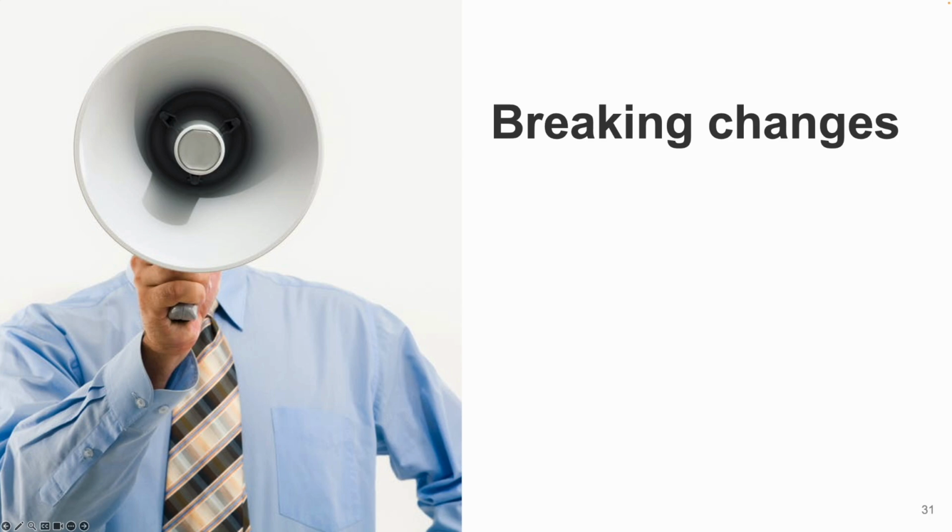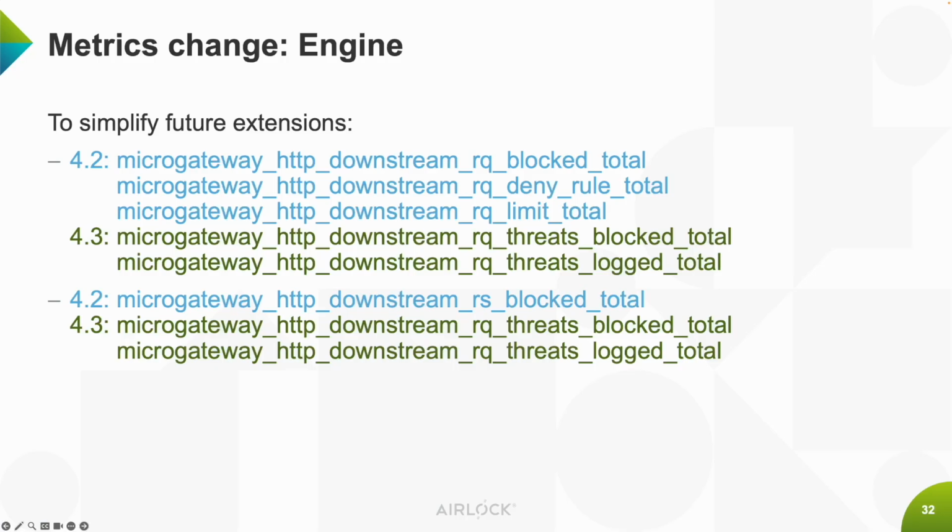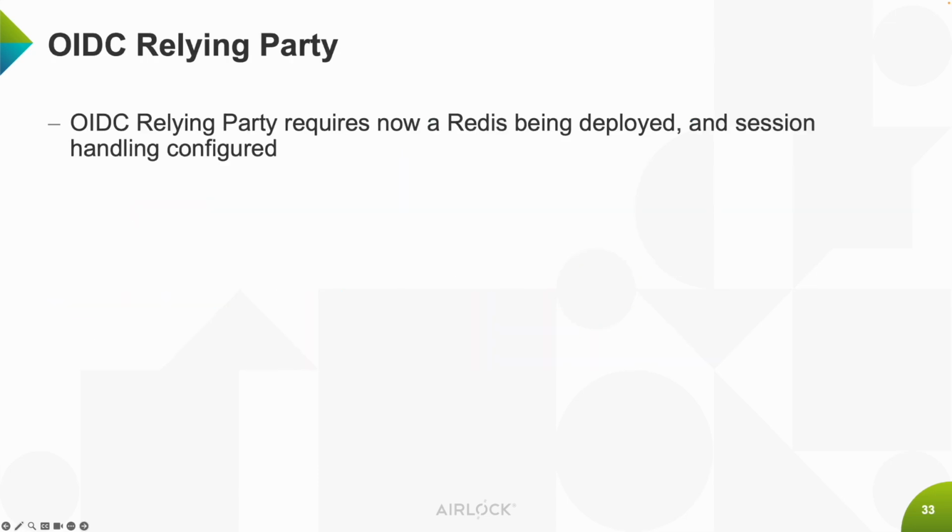There are some breaking changes in the release I would like to mention. To simplify future extension, we changed a few engine metrics. The list shows the metrics in version 4.2 and the new metrics in version 4.3. As mentioned in the OIDC relying party improvements, with Microgateway 4.3 it is required to deploy a Redis and configure session handling.